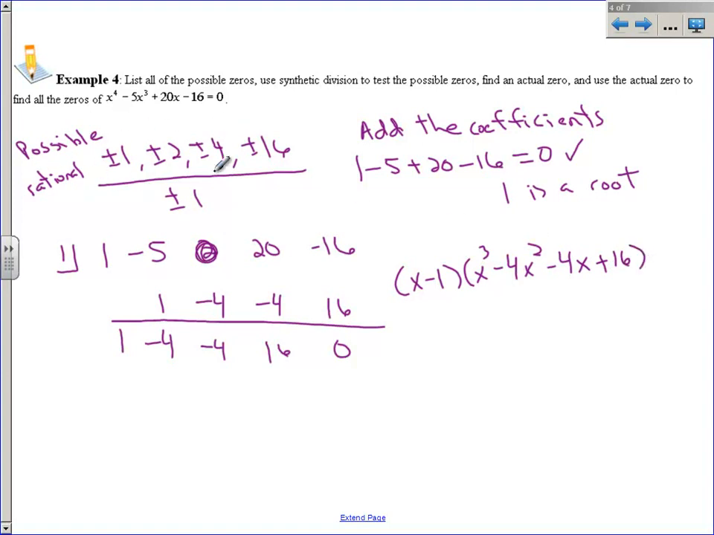Now, we are still only going to try these roots right here. We're not going to try any more than these, and we've already found one, and that is 1.